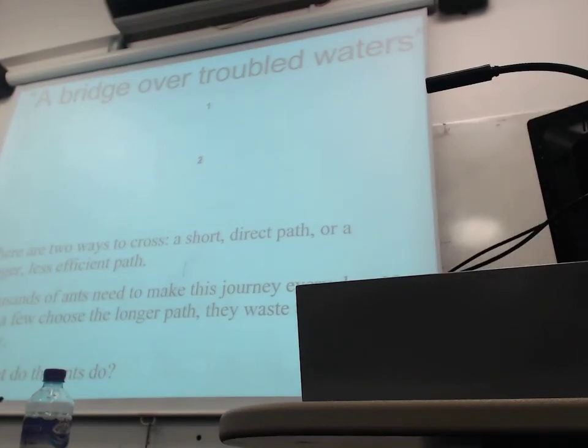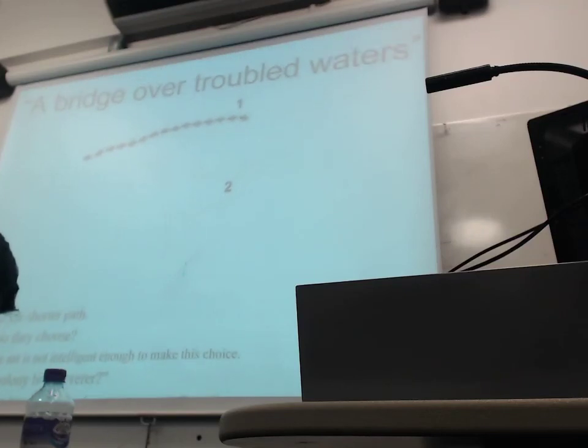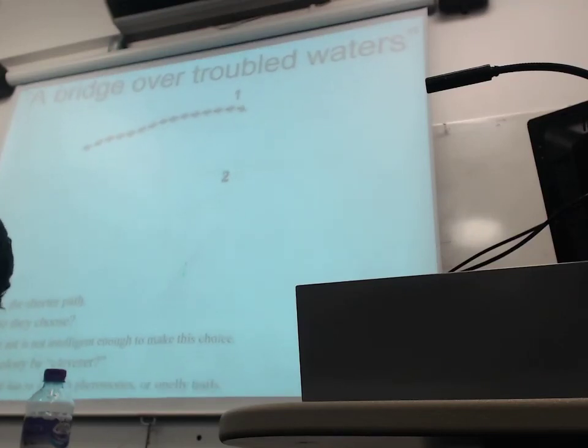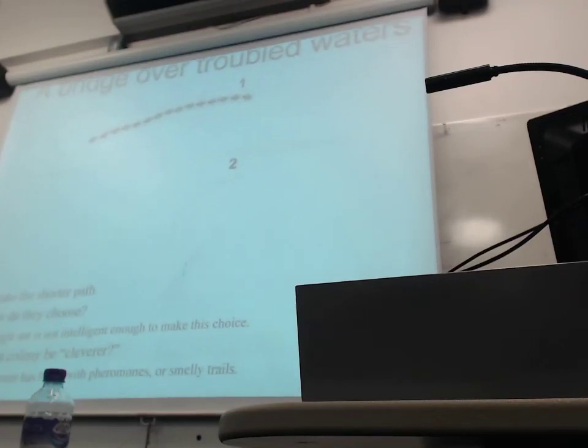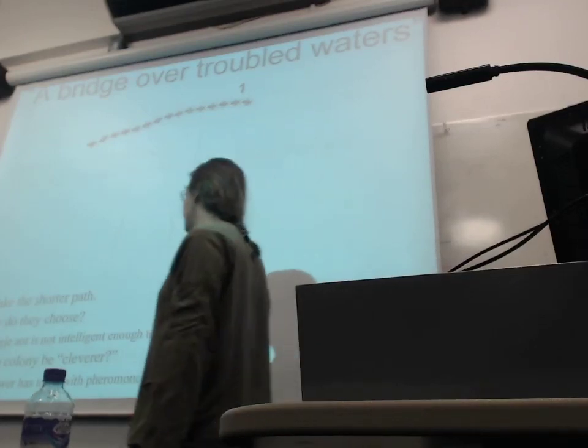Yes? Trial and error, and the one who gets back just marks the track with pheromones. So yeah, there's no intelligence. Exactly. So you're describing exactly what people have confirmed experimentally with real ants, and they take the shorter path. Why would they choose to take the shorter path?